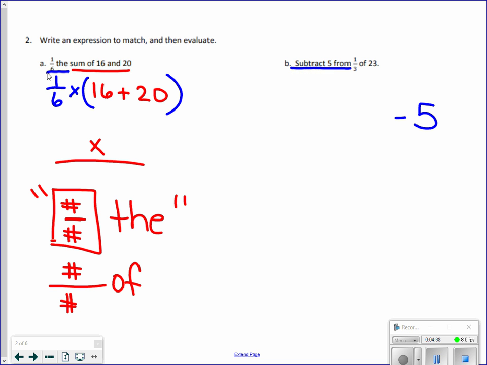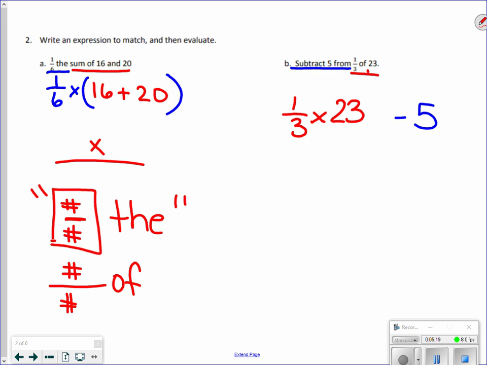From 1/3 of 23. What does a fraction of mean? Multiply. So how am I going to write 1/3 of 23? How am I going to write this? 1/3 times 23. Yes, sir. Yep, that was my next step.